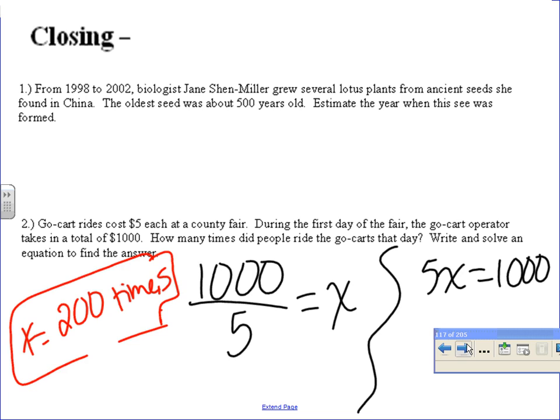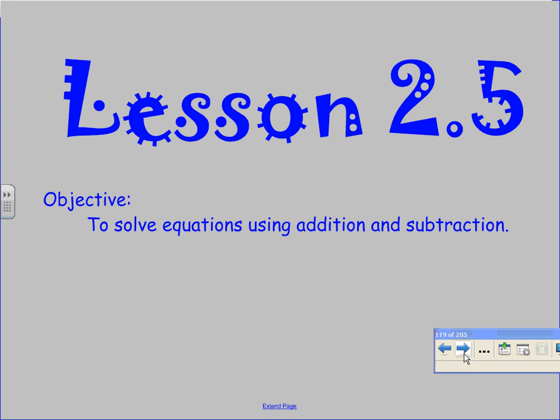Okay, so this lesson was an intro to 2.5, even though we just did a closing. So flip over to lesson 2.5. All right, here's the fun stuff. Okay, we are going to solve equations using addition and subtraction. So we're on lesson 2.5. We're going to skip the warm-up. We're going to go right down to inverse operations.